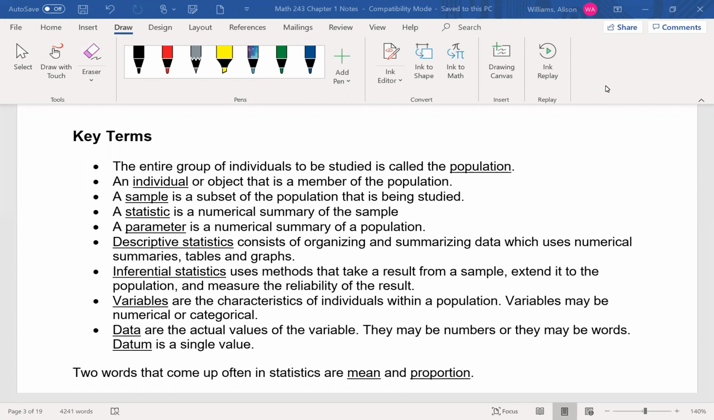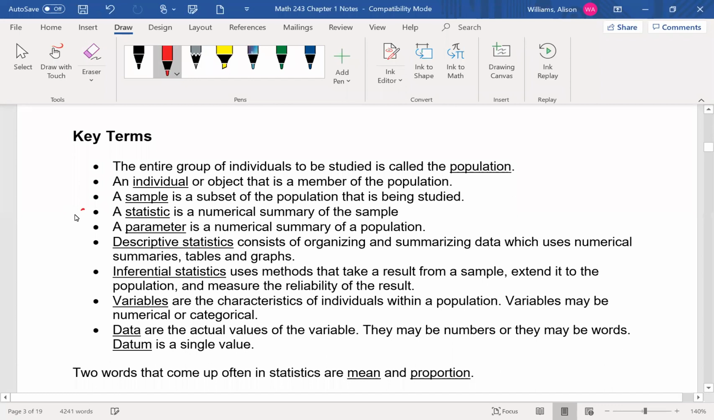A statistic, which is the fourth one here, is a numerical summary of the sample. So when you say 60% of Oregonians support their current state representative, and I'm making that up, I don't know what it is, that probably came from a sample, a group of people that they went out and surveyed. A parameter would be the actual percentage of the state that supports their state representative.